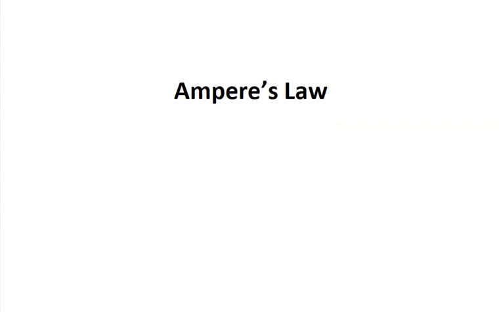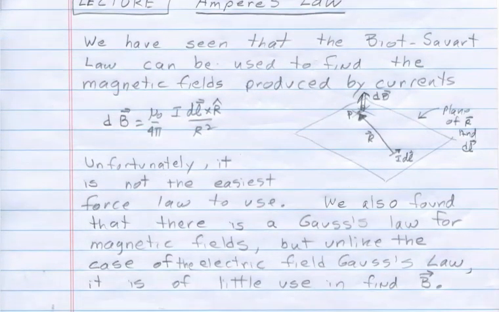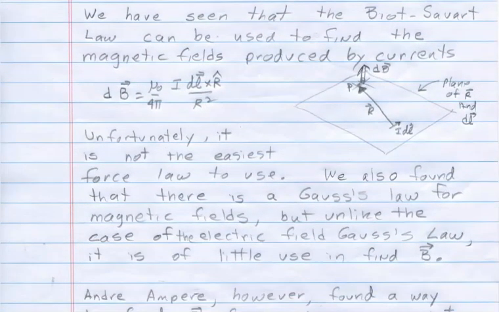Well, in this segment, we will go over an alternative way of calculating a magnetic field that's useful in cases of high symmetry, and that's the method known as using Ampere's law. So let's talk a little bit about where this law came from.